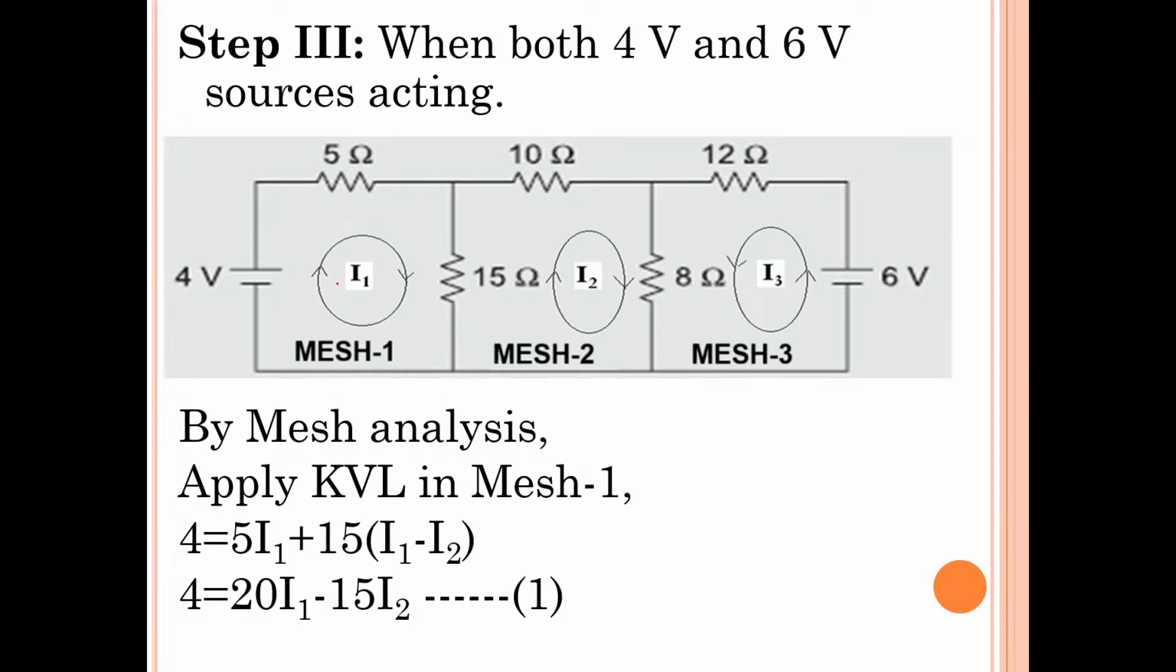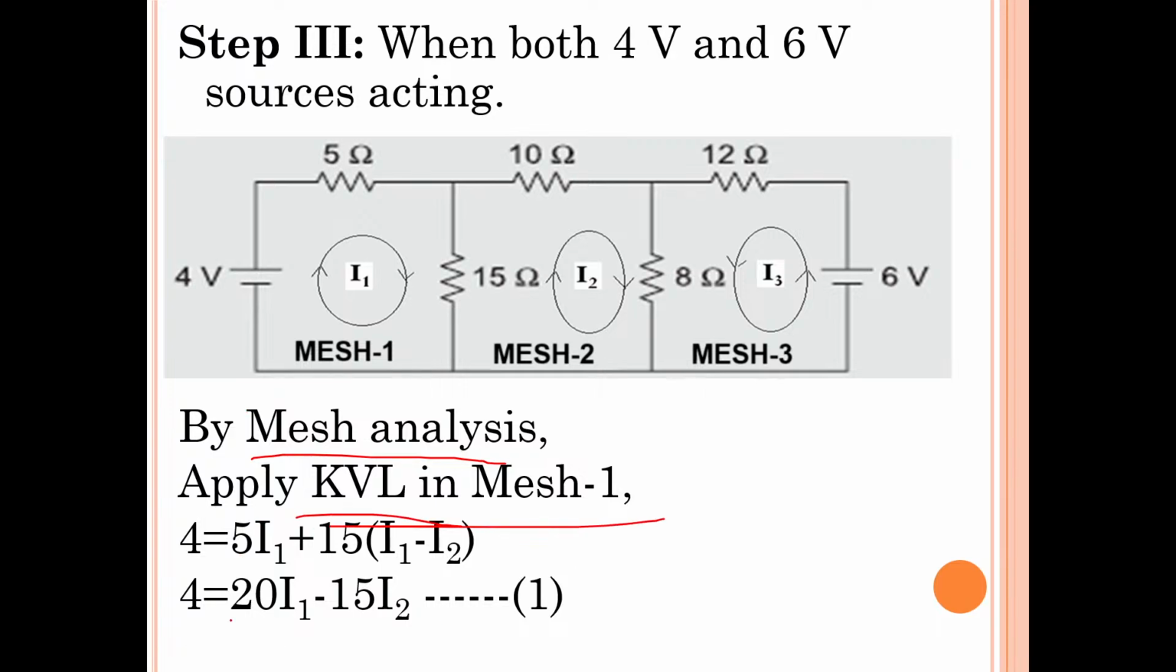If you observe, I1 current is in clockwise direction. I2 current I have assumed in clockwise direction. I3 current I have assumed in anti-clockwise direction. Your wish, in whichever direction you want your loop currents to be, you can assume either clockwise or anti-clockwise direction. It doesn't matter. It's not going to affect much. So now apply mesh analysis.